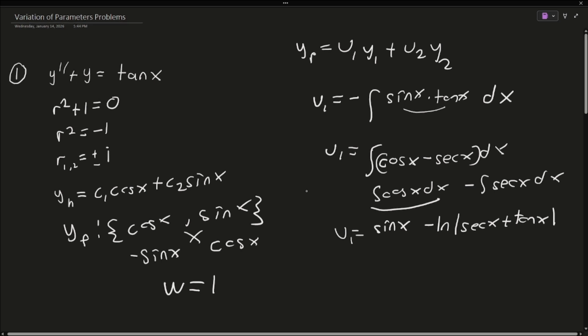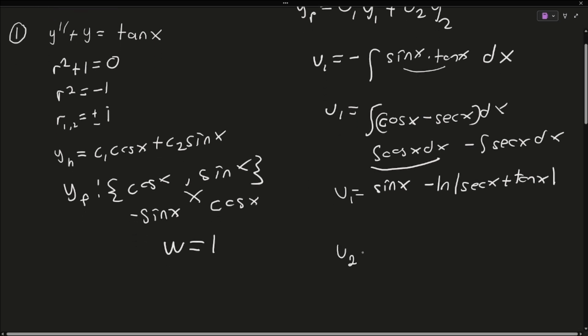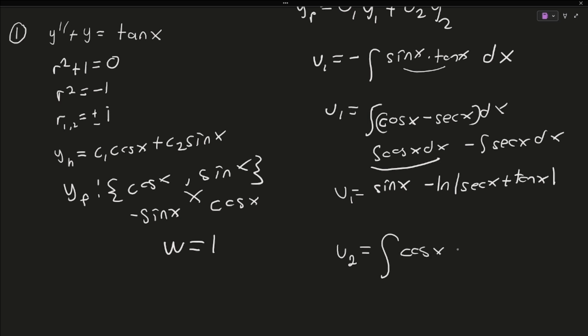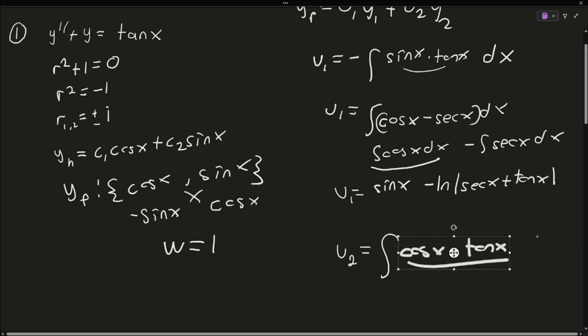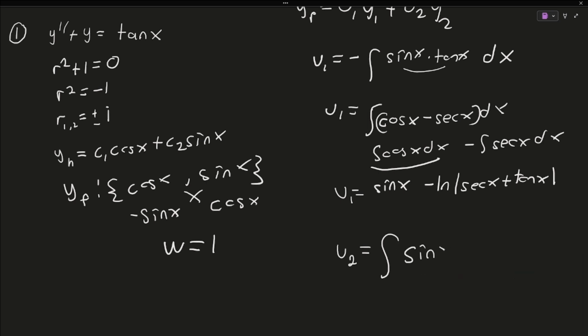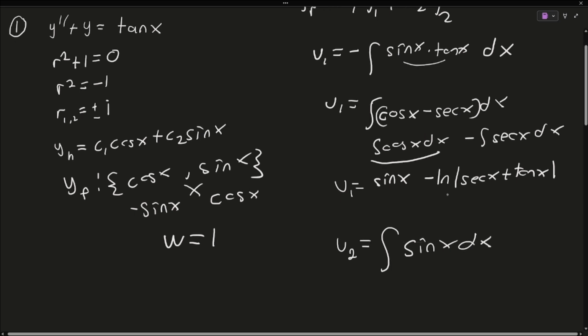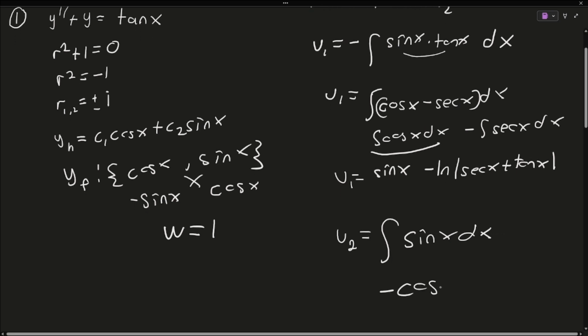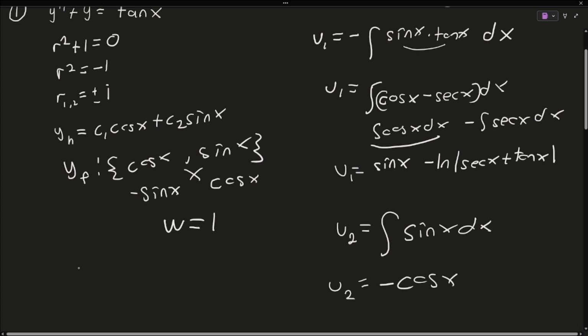Now let's go ahead and solve u2. u2 is going to be the positive integral of cosine x times tangent x, and cosine x times tangent x is just sine x. So we're going to have sine x dx here, and the integral of sine x is negative cosine x, which equals u2. Let's go ahead and build our particular solution.